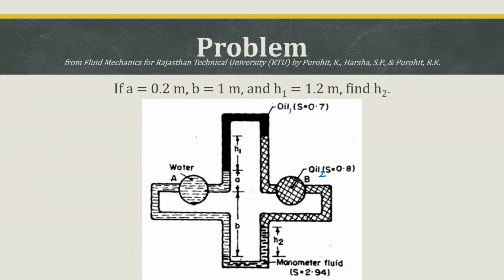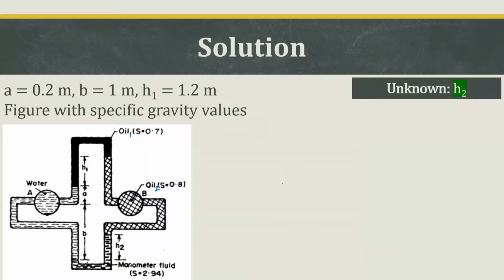And then we have here measurements for A, B, and H sub 1, and we are to find H sub 2. So how do we do this? This seems kind of complicated, right? We are only given the heights. We need this missing height. We have the specific gravities. But what makes it difficult is that we don't have exact measurements for the pressures at points A and B. So how do we do it?